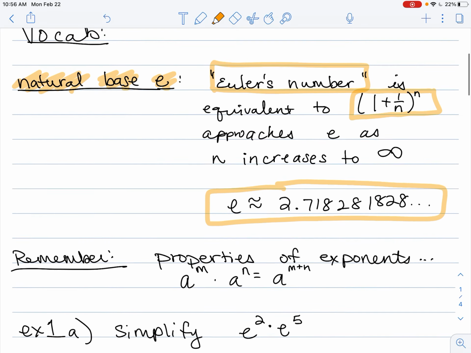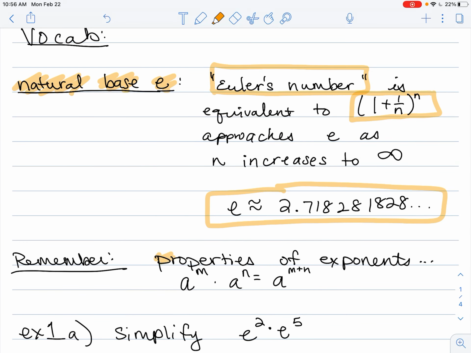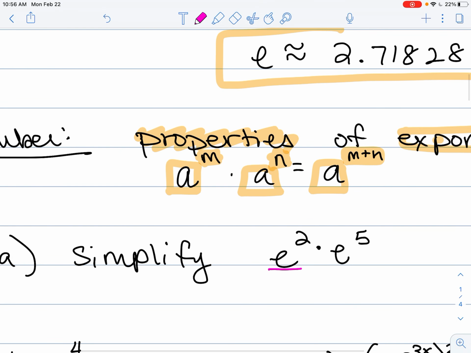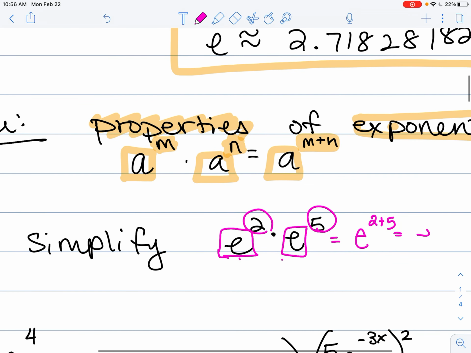Now keep in mind, we're going to be simplifying with the number e, but I want you to remember properties of exponents. When you have some base to an exponent times the same base to an exponent, we keep the base, and multiplying exponents is really adding them, so we add them up top. When simplifying with just the number e, this could be just like any other number. It could be 2, it could be 5, it doesn't matter. Because these are the same base, we keep the base and add the exponents. So this becomes e to the 7th.